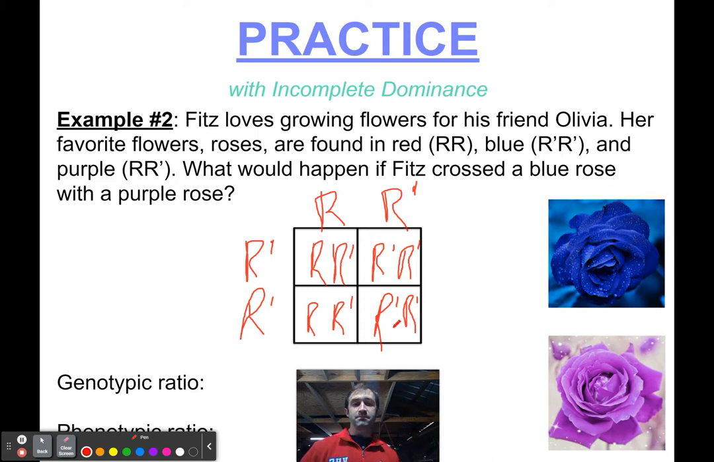So it says Fitz loves growing flowers for his friend Olivia. Her favorite flowers are roses, and they're red, blue, purple. What would happen? The genotypic ratio would be 2 to 2, and we want to simplify it. 2 to 2 simplifies to 1 to 1. So you have a 50% chance of getting purple or blue. The phenotypic ratio would be the same, 1 to 1 or 2 to 2, which should be simplified to 1 to 1. Good.